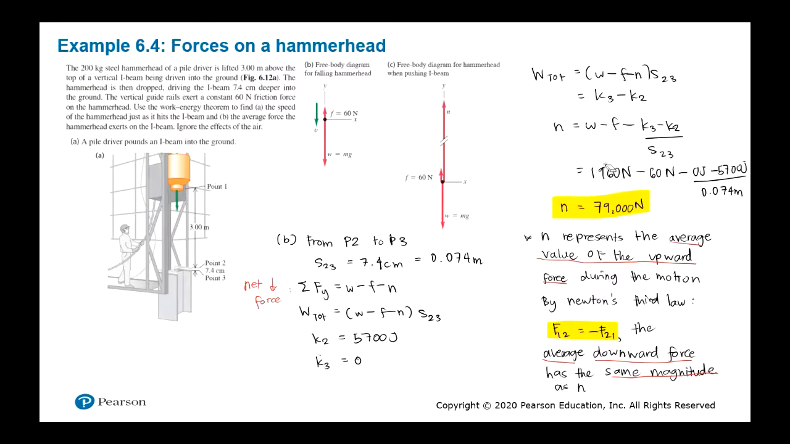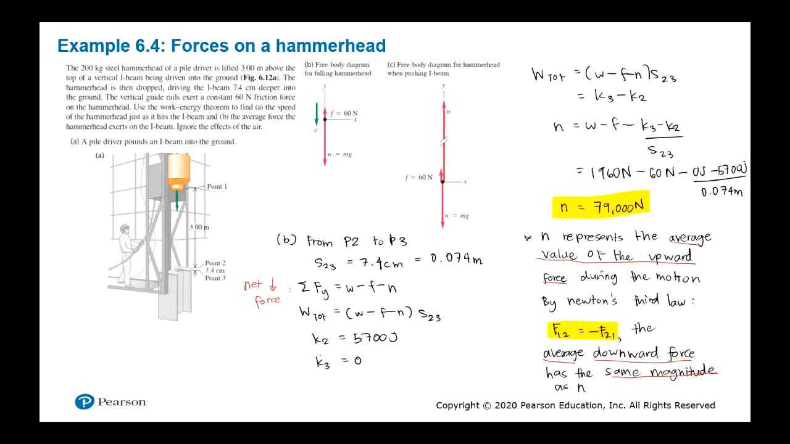We already know this from the previous problem, and this was given, so we were also able to get that value. Again, because it stopped already, there is no kinetic energy, so at point 3 the kinetic energy K3 is equal to zero. K2 we solved in the previous one. So it's 5,700 joules over a displacement of 0.074 meters. This means that the average force the hammerhead exerts on the I-beam is 79,000 newtons.